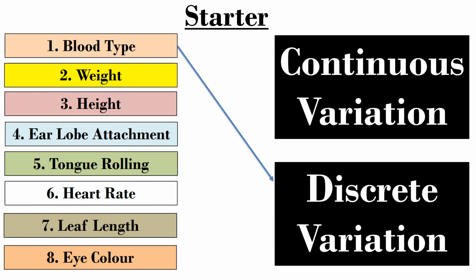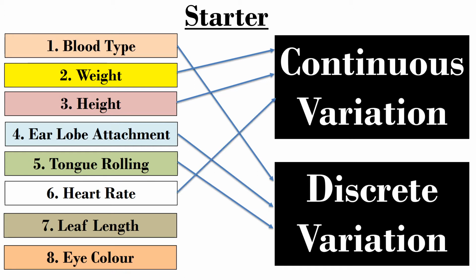So number 1, blood type is discrete. Weight is continuous, that's a range. Height 3, that's a range, that's continuous. Earlobe attachment, it's either attached or it isn't, so that's discrete variation. Tongue rolling 5 is discrete. 6, heart rate, that is a range, so that's continuous. The length of a leaf, that is continuous, so 7 is CV. And 8, eye colour, that is discrete because there are a limited number of eye colours.